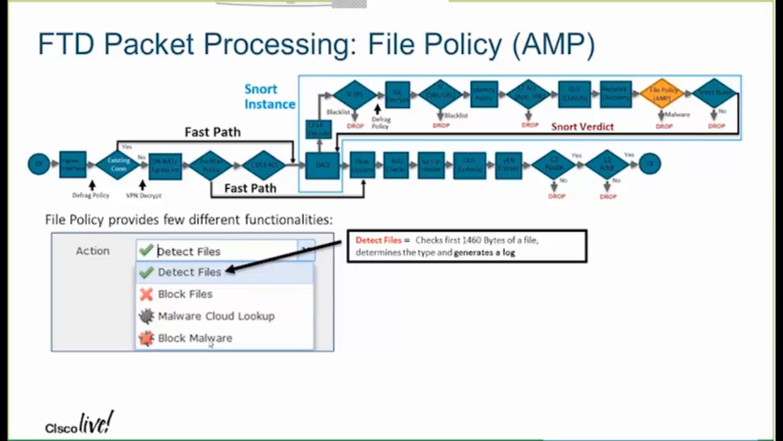In case of detecting files, we only check the first 1460 bytes of the packet and then determine what type of file it is, and then we make a log of that specific event indicating that this is the file that passed through.